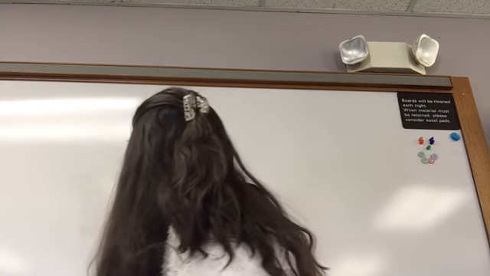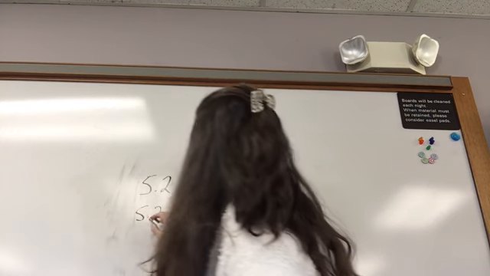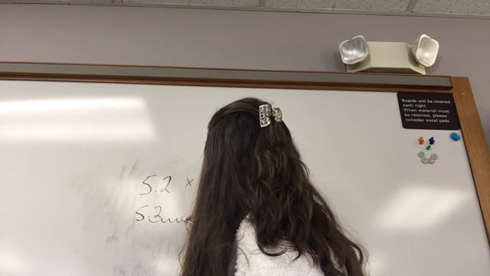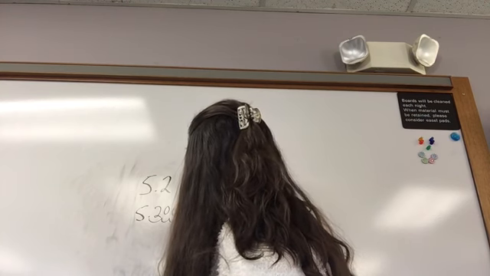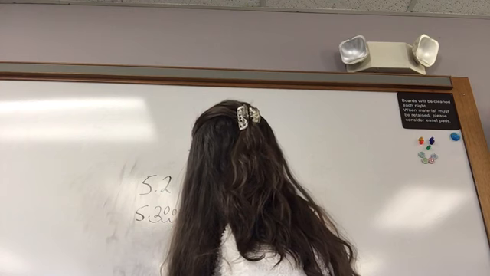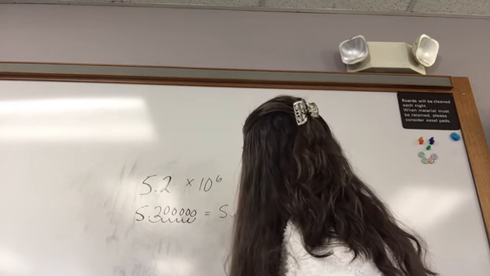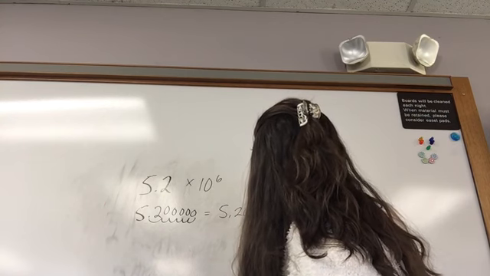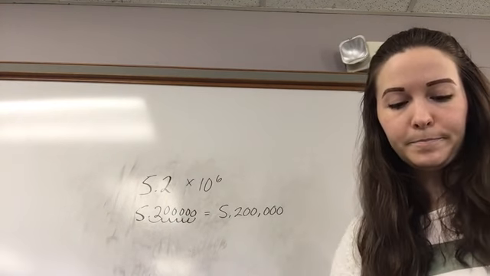So then you take 5.2 and you count off the places for the decimal. 1, 2, 3, 4, 5, 6. Fill in zeros, and then our final answer is 5,200,000. And that is how you do that.